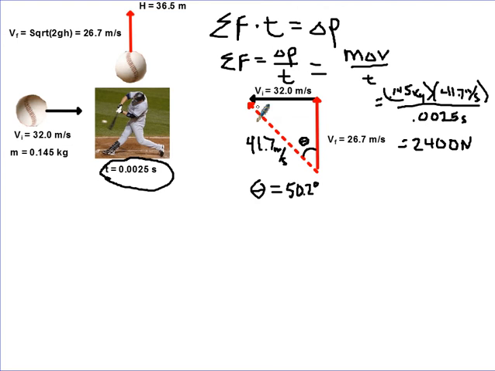And so that's how you can use the impulse and momentum theorem. You do have to remember that momentum is a vector, and you have to remember how to take a change in a vector quantity. Notice how I took the v initial, changed the direction of it, and then added that to v final to get delta v.